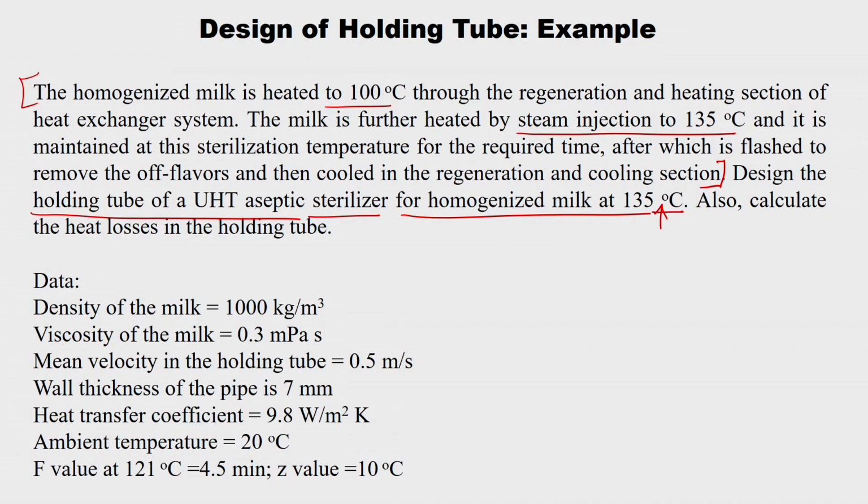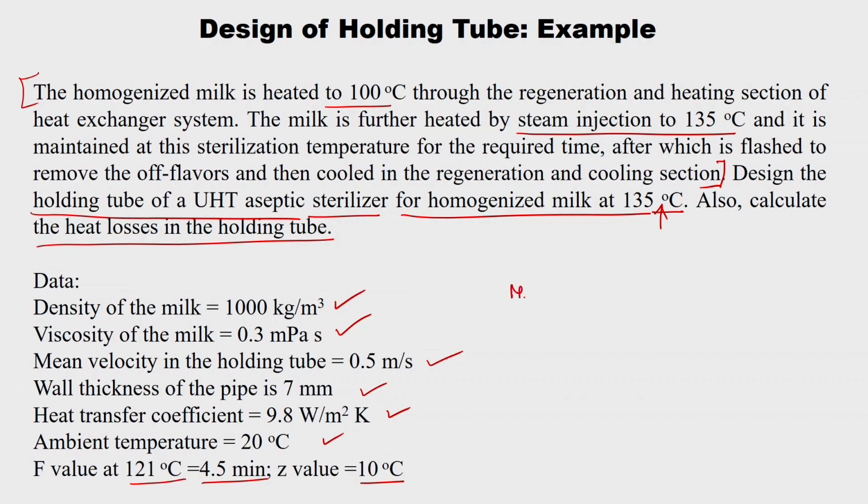We saw how to calculate the number of plates in the plate type heat exchanger, and here we are going to design a UHT holding tube and also calculate heat losses in the holding tube. The data given: the density of the milk, the viscosity of the milk, the mean velocity in the holding tube, the wall thickness of the pipe is 7 mm, the heat transfer coefficient, ambient temperature, and the F value at 121 degrees centigrade and Z value. Actually the mass flow rate should have been given.